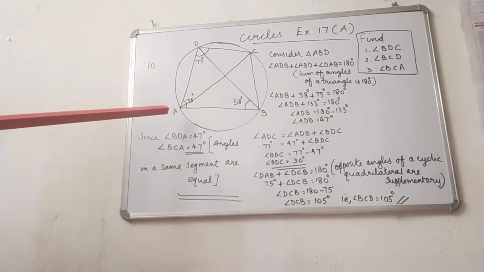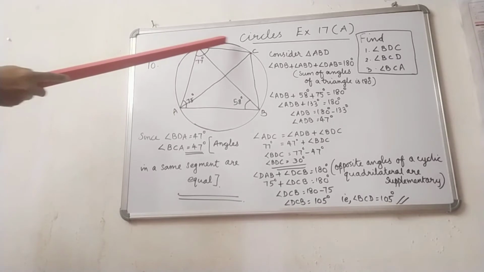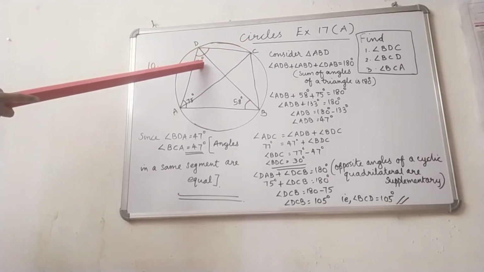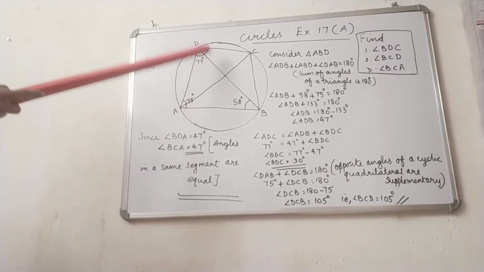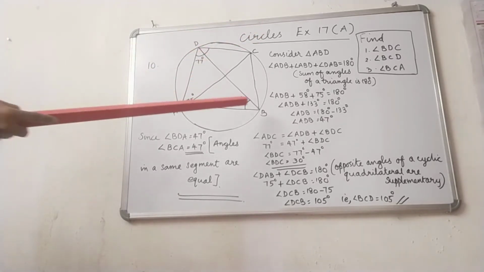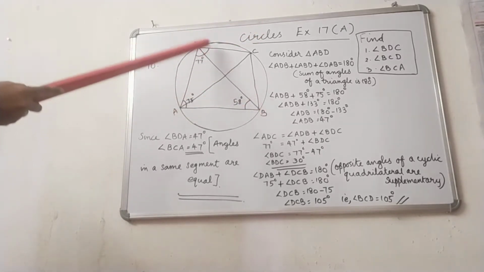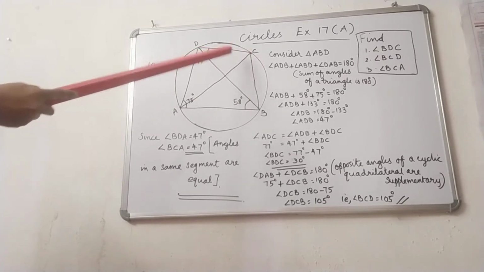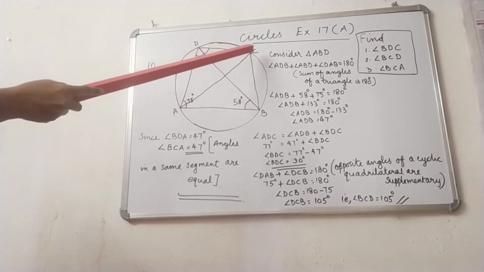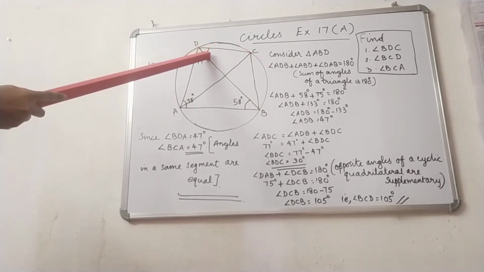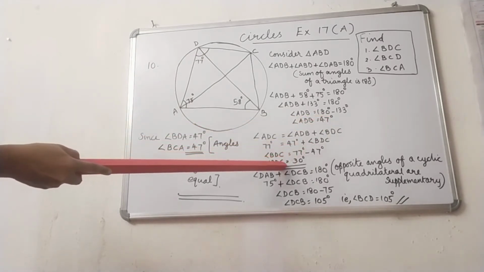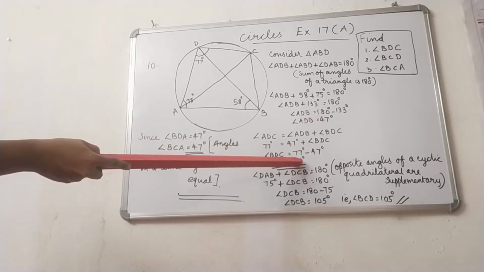Angle ADC, total angle is 77 degree. Now we got angle ADB as 47 degree. First part of our question is we want to find out angle BDC. So how can we find angle BDC? So angle BDC will be 77 minus this 47 degree. So angle BDC is 30 degree.